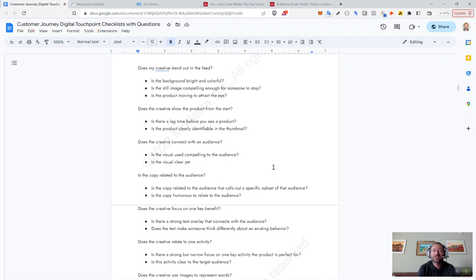Is the still image compelling enough for someone to stop? Does it cause them to say why or how? That's really what you're trying to do with an ad. Do they say why or do they say how? And that's usually around whatever slogan they're doing.